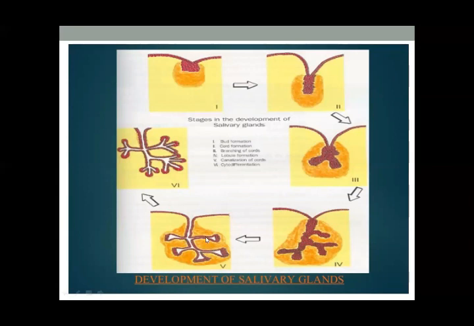The branches have started to form. Sixth is cytodifferentiation, in which the ducts become separate parts. So, six stages: one is the bud formation, second is the cord formation, third is the branching of the cords, fourth is the lobule formation, fifth is the canalization of cords, and sixth is the cytodifferentiation.